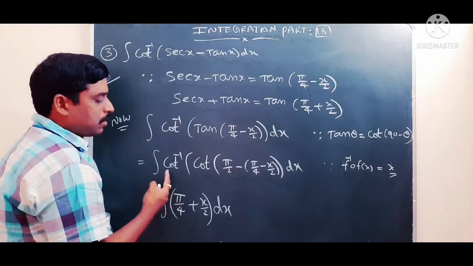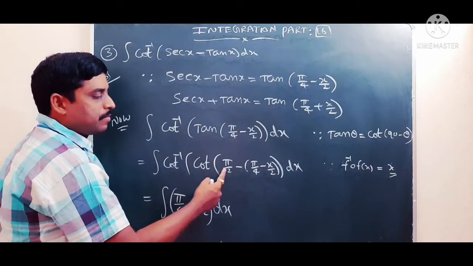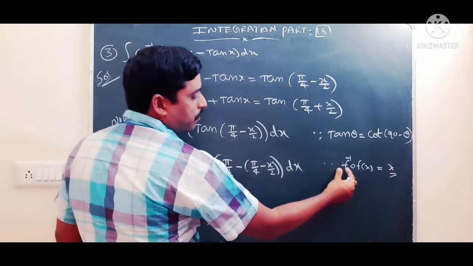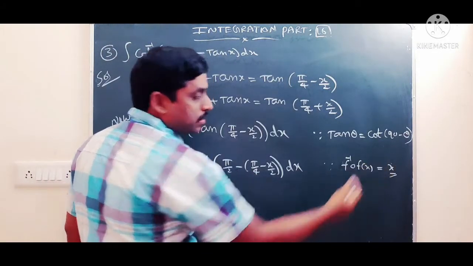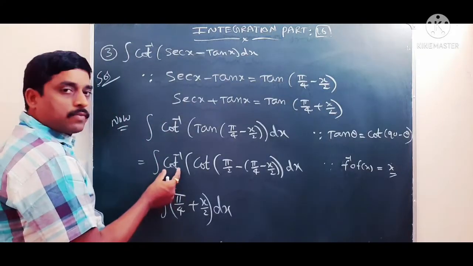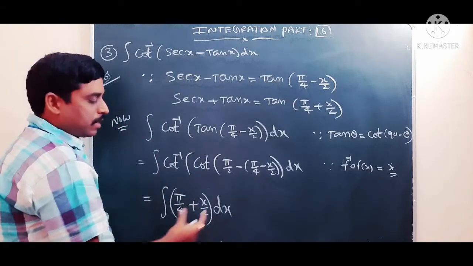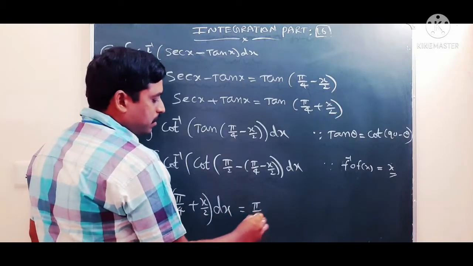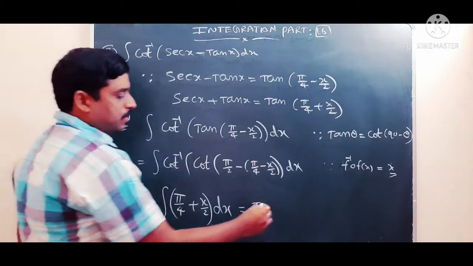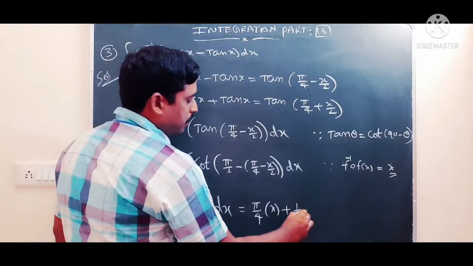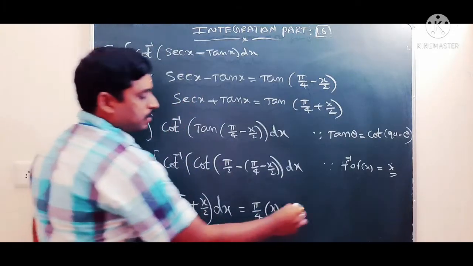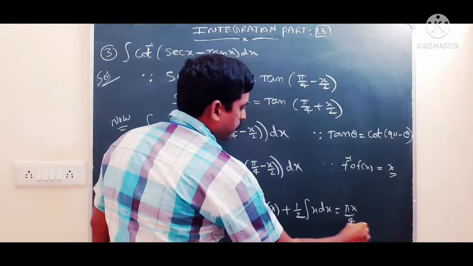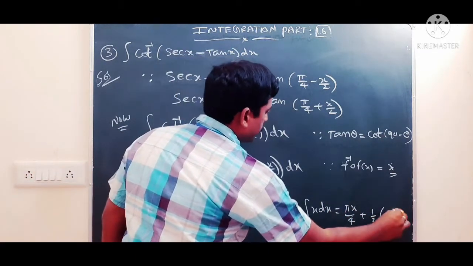Have you understood? Cot inverse of cot 90 minus theta. By using this formula, f inverse of f of x is equal to x, so cot inverse of cot x is equal to x. This will be pi by 4 constant, its integral with dx is x, plus 1 by 2 constant, x dx. So x dx will be x square by 2.